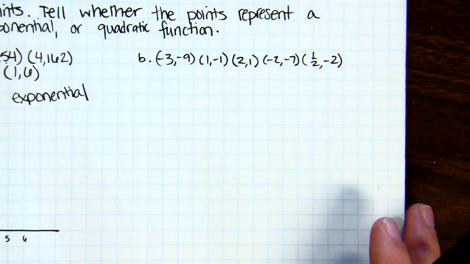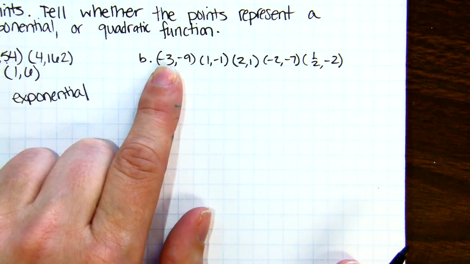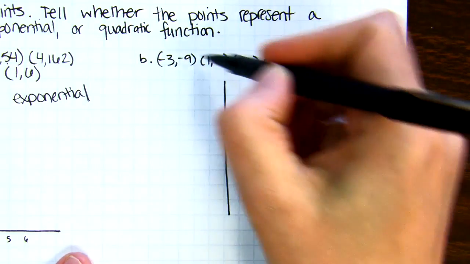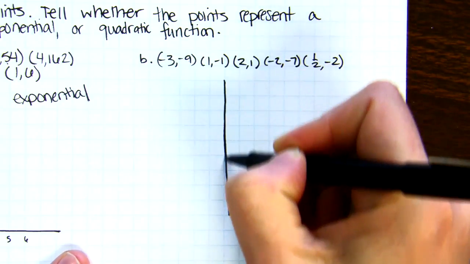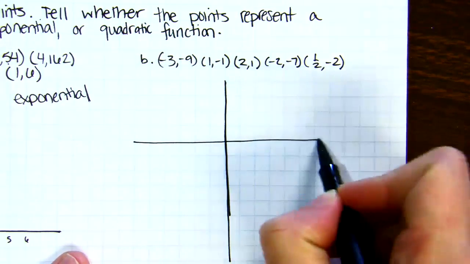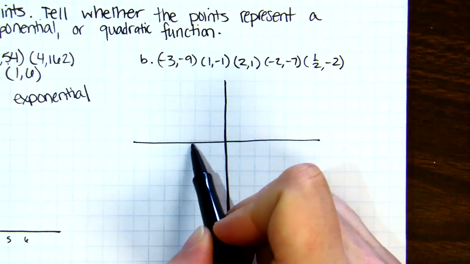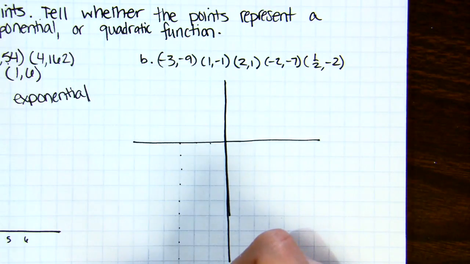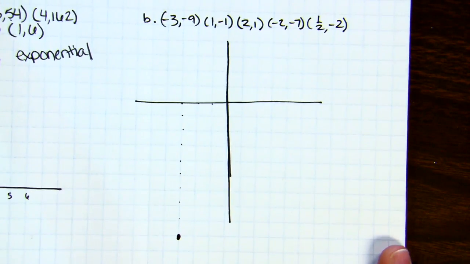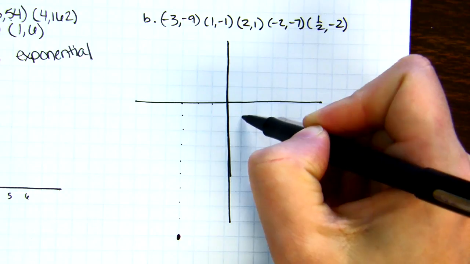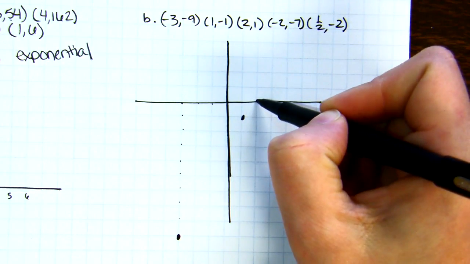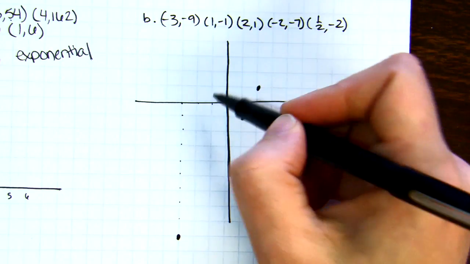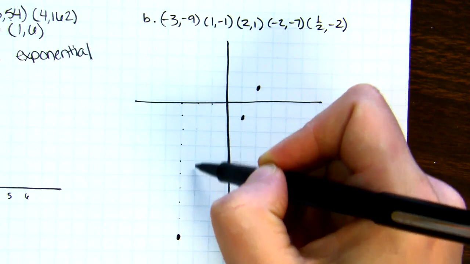This next graph, it looks like I go between -3 up to 2. So this doesn't have to be a very big graph. Then I go all the way down to -9 at one point. So I put in -3, I get out -9. Is that on the screen? Nope. When I put in 1, I get out -1. When I put in 2, I get out +1. When I put in -2, I get out -7.